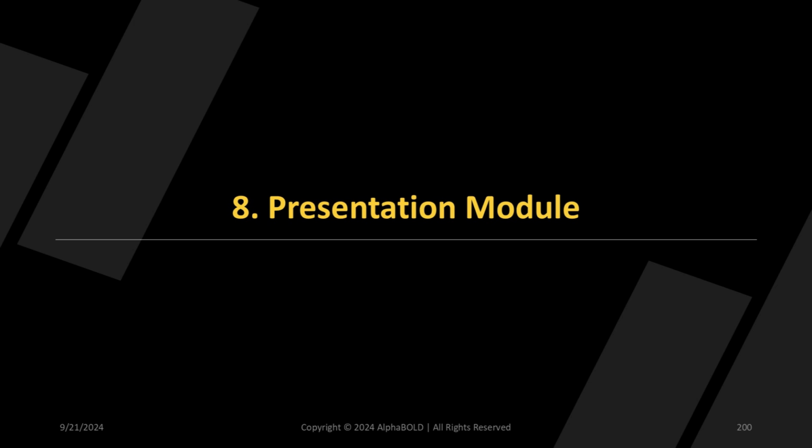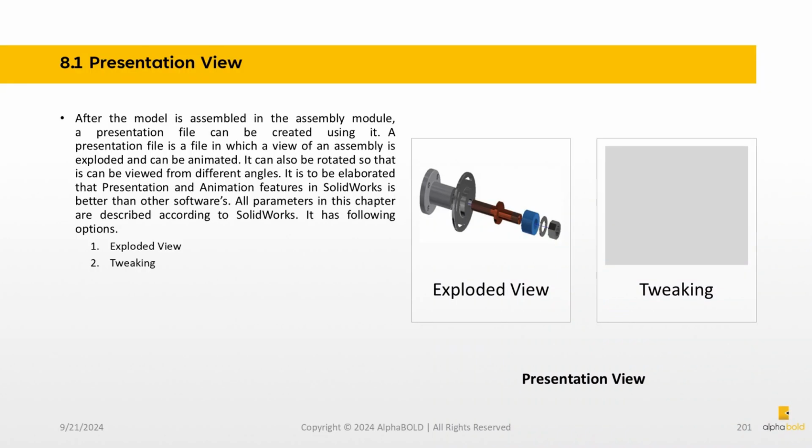Presentation module. After the model is assembled in the assembly module, a presentation file can be created using it. A presentation file is a file in which a view of an assembly is exploded and can be animated. It can also be rotated so that it can be viewed from different angles.